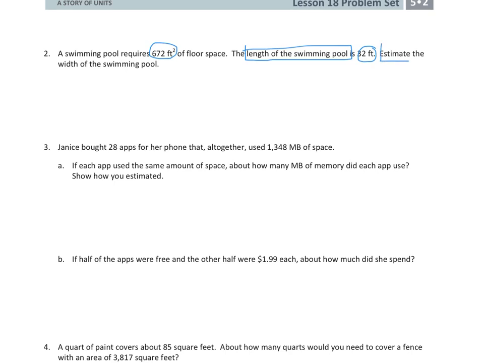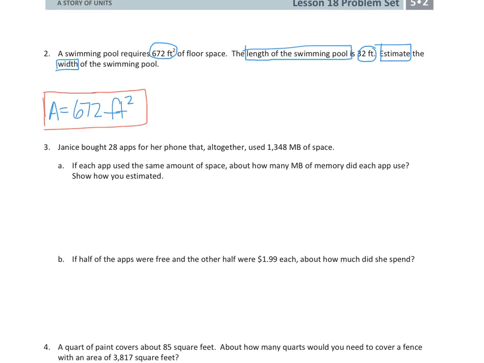They want us to estimate, so not find the exact answer, but estimate the width. We're trying to find the width of the swimming pool. So let's just visualize what we're dealing with. We have a swimming pool. I'm assuming it's going to be rectangular because they give us the floor space, so all of this space, or we call the area, and let's do A equals area, 672 feet squared.